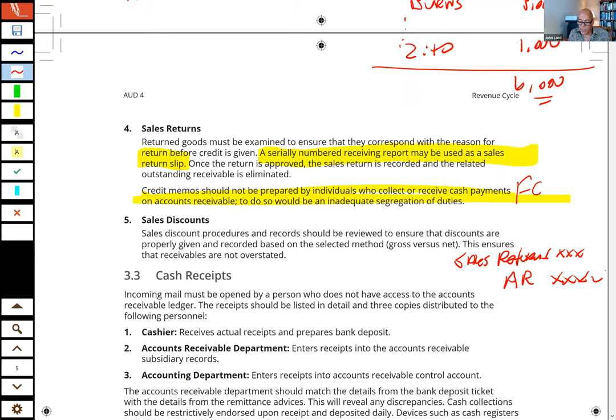And think about it. If someone can make that entry into the system that there was a return of the sale, and then later on the client's customer pays, that person could steal the money, right? So you can't have them collecting the cash and having the ability to issue a credit memo that will result in that journal entry. What is the other journal entry that should happen at the time of the sales return?